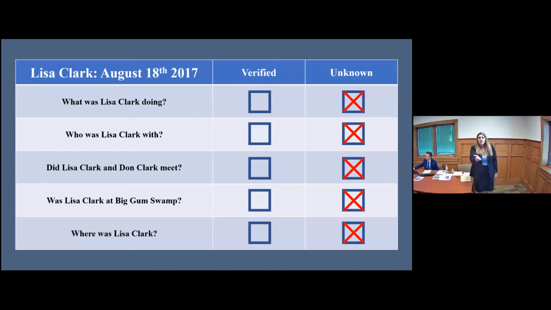Ladies and gentlemen, I want to direct your attention back to the cross-examination of Agent Johnson. I want you to remember what she told us about Lisa Clark. That on August 18th, she didn't know her alibi. She didn't know what Lisa Clark was doing. She didn't know who she was with. She didn't know if she went to the swamp or met with her ex-husband. She couldn't tell us where Lisa Clark was. And that's a problem.